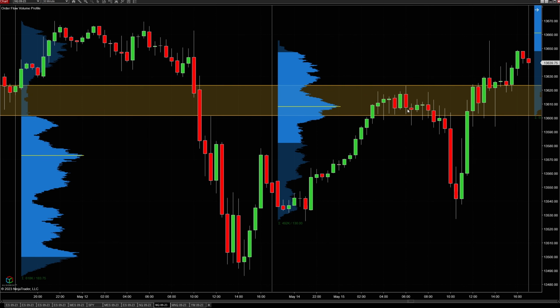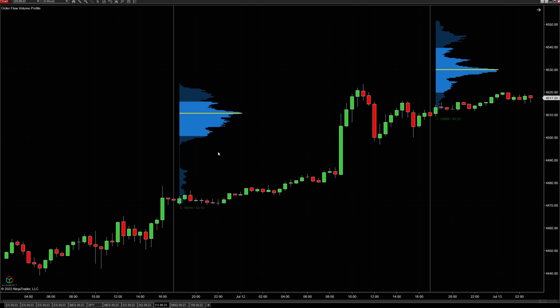Now, in these examples, I've been using the NASDAQ. Let's jump over and see if this also works on the S&P 500. So here's an example of the S&P 500. And again, this is only a few days earlier. You can clearly see the minus development area on this chart.